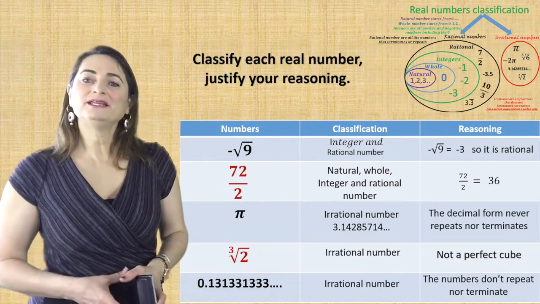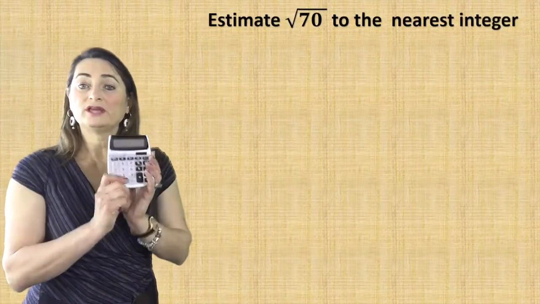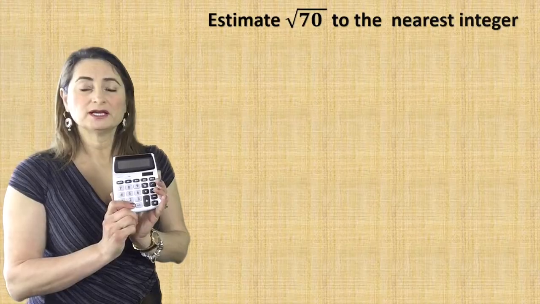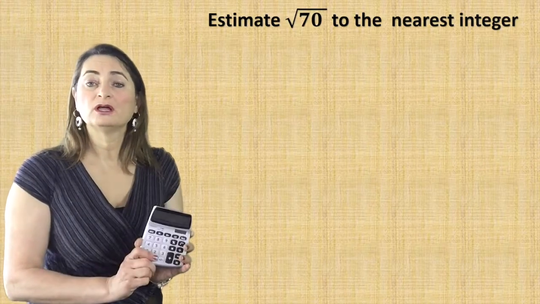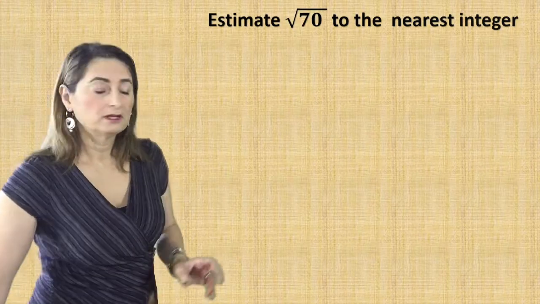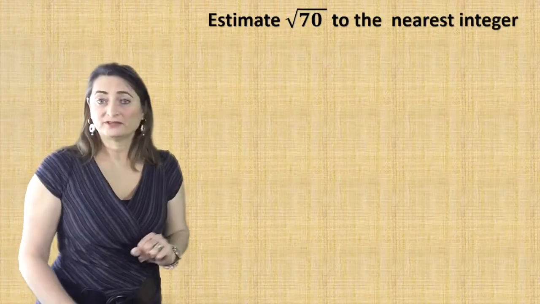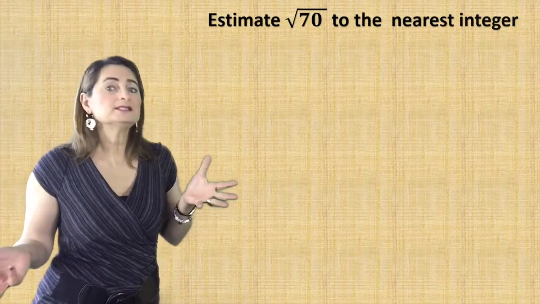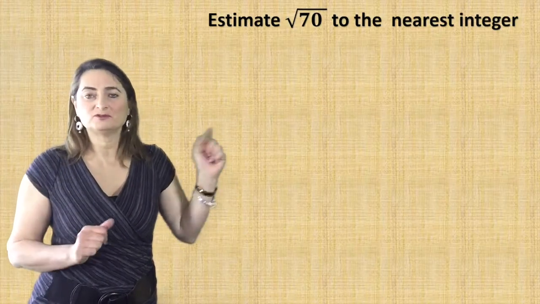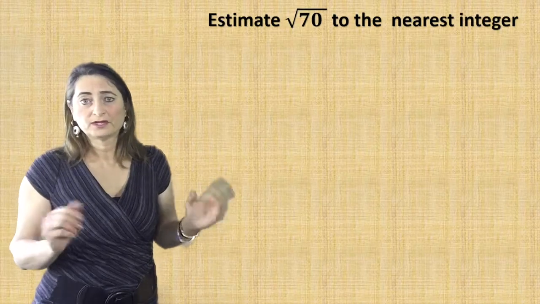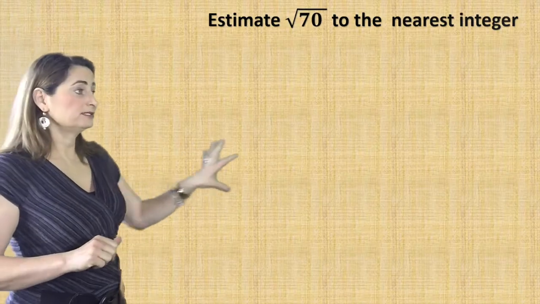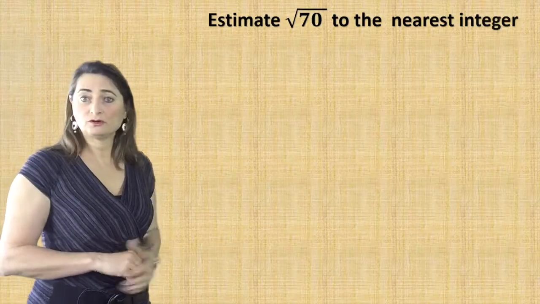Now how can you estimate the value of the square root of 70 to the nearest integer without using a calculator? So we're not going to use a calculator to find the square root of a number. 70 is not a perfect square. So there isn't a number I multiply by itself that gives me 70. So what do we do? The first thing is to make a table with 3 columns and 2 rows.